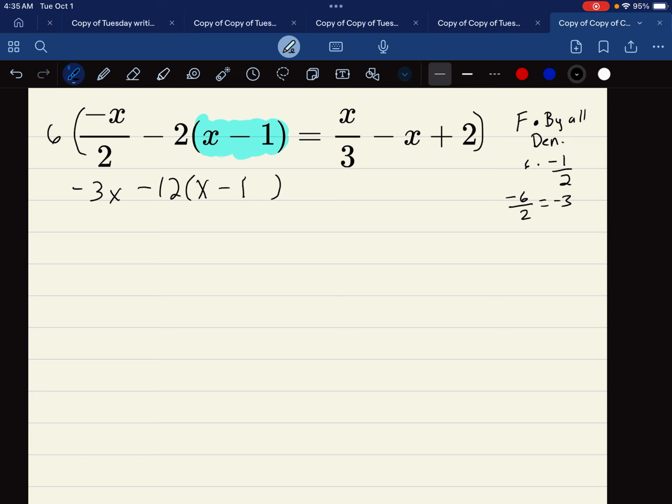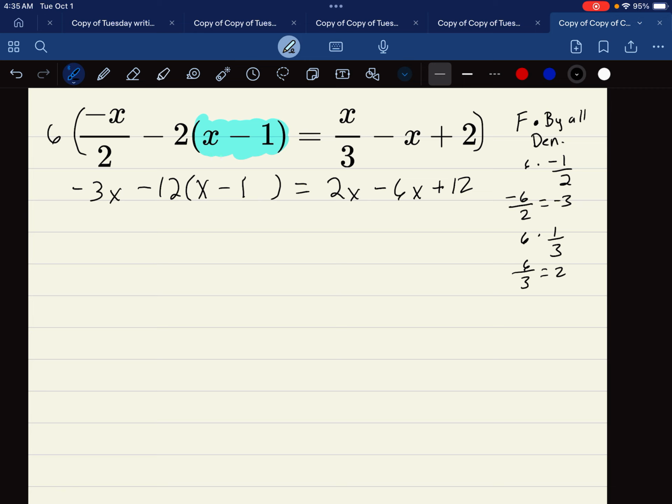And then we got 6 times 1/3. 6 times 1 is 6, divided by 3 equals 2. So this equals 2x. 6 times negative 1 is negative 6. 6 times 2 is 12. So now our fractions are gone. We're ready to go through our steps.